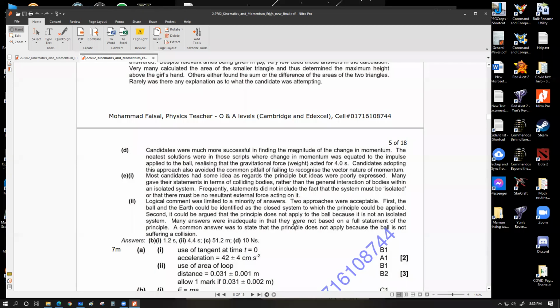Many answers were inadequate in that they were not based on a full statement of the principle. A common answer was to state that the principle does not apply because the ball is not suffering a collision. Okay, this was a very common mistake. Suffering a collision is not necessary. As long as two objects interact with each other under the effect of some force, Newton's third law applies, period. You don't have to have them in physical contact.